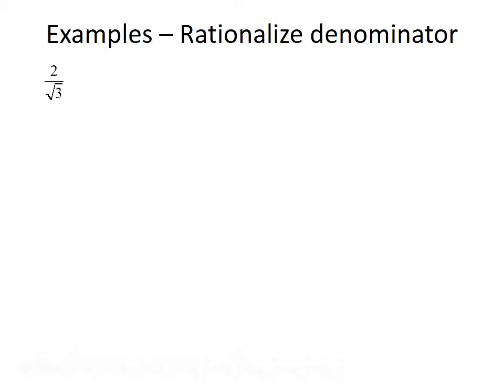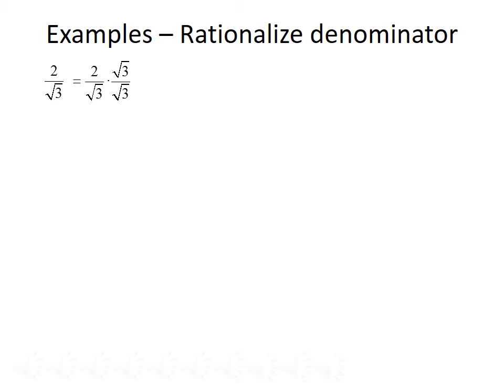So let's do some examples where we rationalize the denominator. The first example is 2 divided by the square root of 3. Since I have a square root of 3 in the denominator, to rationalize this, I'll multiply both the numerator and denominator by the square root of 3.